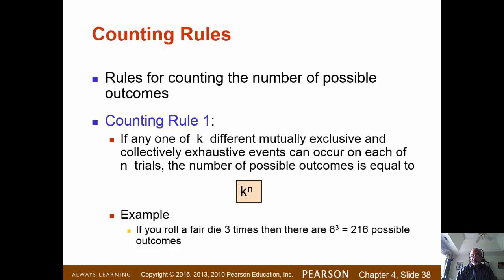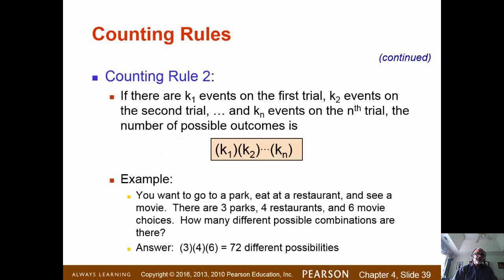Now counting rule number 2 is, suppose you have a different number of possibilities in each trial. So first trial there are k1 possibilities, second trial k sub 2 possibilities, and so on. Then if you simply multiply all those different possibilities, you get the total outcomes. So you want to go to a park, eat at a restaurant, and see a movie, an evening outing. And there are 3 different parks, 4 different restaurants, and 6 different movies to choose from. Then you have 3 times 4 times 6, that gives us the total number of unique possibilities.